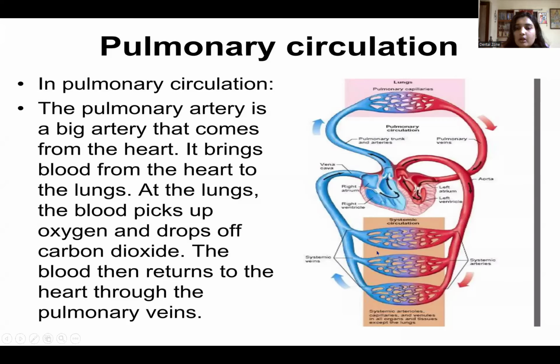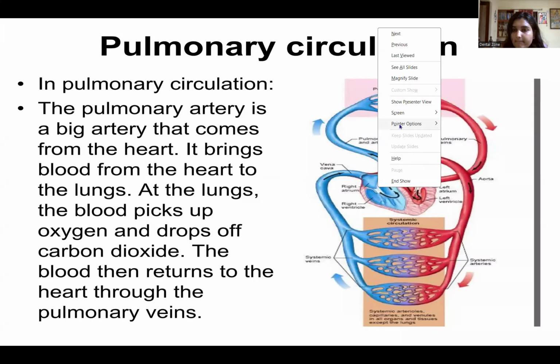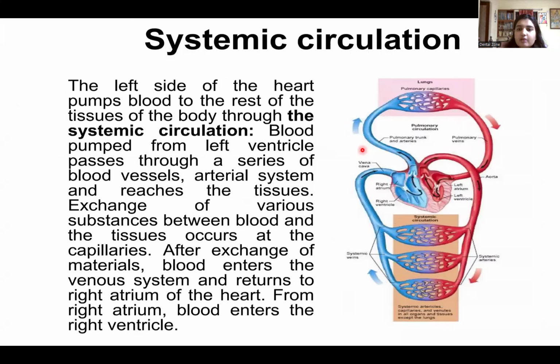Now see over here, this is the pulmonary trunk and the arteries. The pulmonary trunk and arteries take blood from the heart to the lungs. Over here, oxygen will be transported to the blood, and all the carbon dioxide will be absorbed back. And from here, the oxygenated blood will again enter the heart through the pulmonary vein. So the pulmonary vein is the only vein that carries oxygenated blood, and the pulmonary artery is the only artery that carries deoxygenated blood, right? Okay.